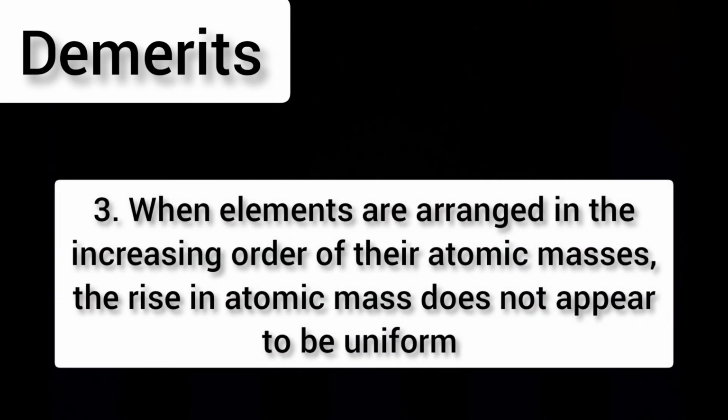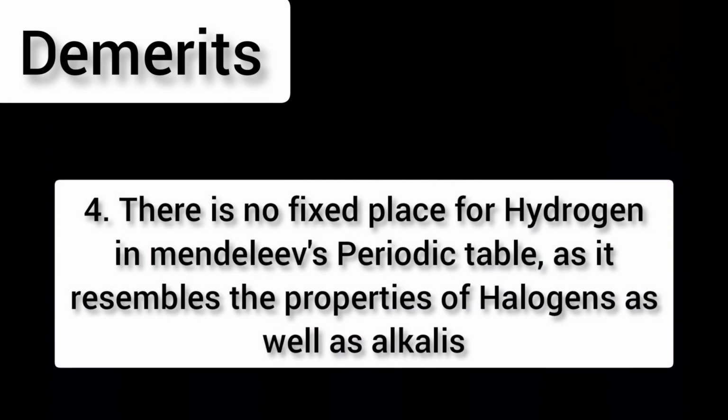When elements are arranged in increasing order of their atomic masses, the rise in atomic mass does not appear to be uniform. There is no place for hydrogen in Mendeleev's periodic table, as it resembles the properties of halogens as well as alkalis.